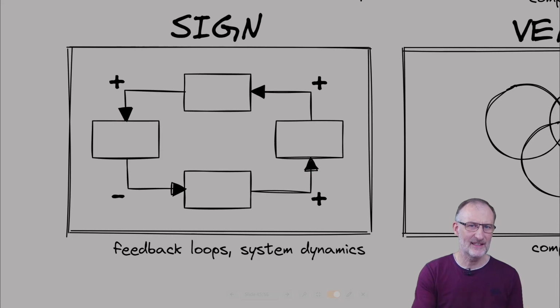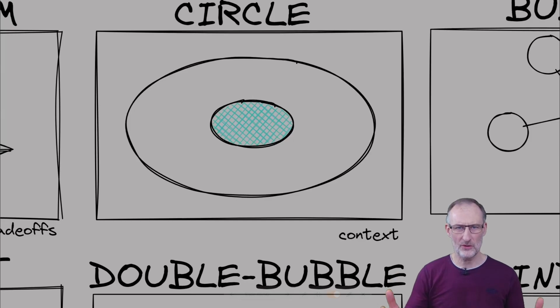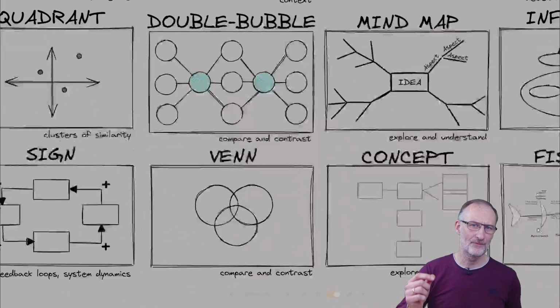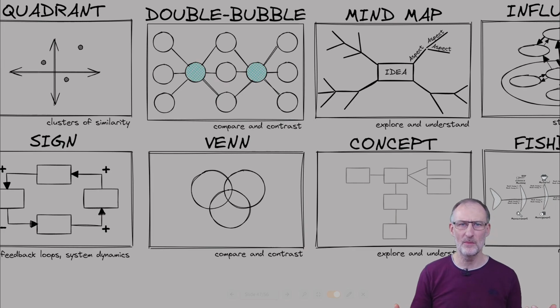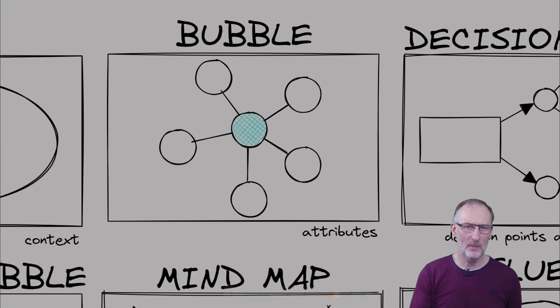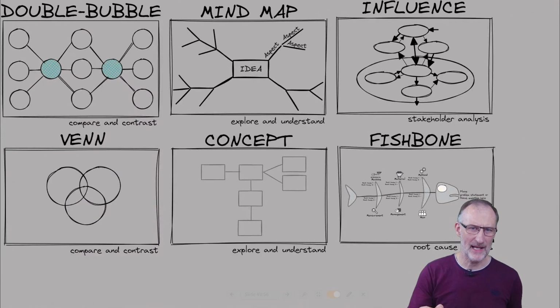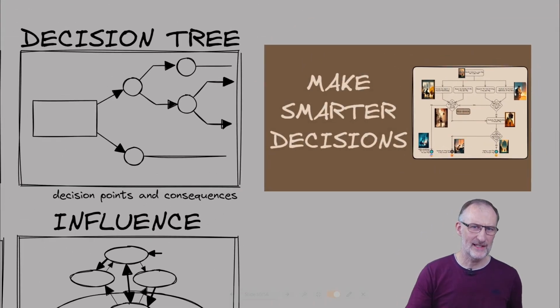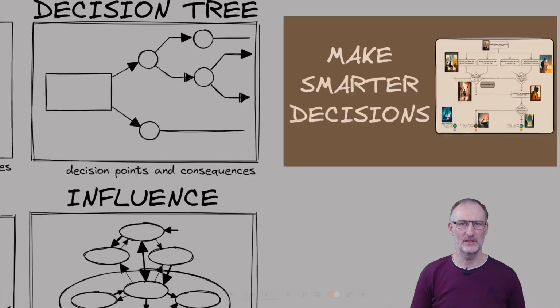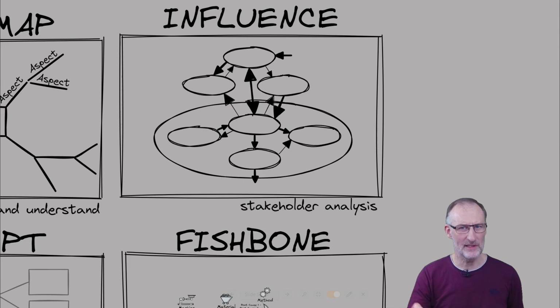There's also the sign diagram for understanding feedback loops and system dynamics, alongside the circle map for contextual exploration, the double bubble map and Venn diagram to compare and contrast, and the bubble map for attribute visualization. Additionally, we have the mind map and concept map for understanding domains, and the decision tree for visualizing decision points. On a related note, I have a dedicated video on making smarter decisions. Check the link in the description below. Finally, we have the influence diagram for exploring stakeholder relations.